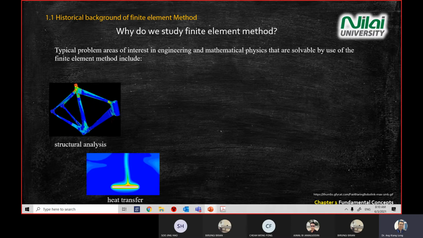Second one, finite element method can be used to solve heat transfer problems or thermodynamic problems. You know that in thermodynamics, you have 3 mechanisms to transfer heat. You know that you have conduction, convection, and radiation, right? So you can simulate all these mechanisms by using finite element method. So this heat transfer will be part of your final exam question. You will have one question about heat transfer.